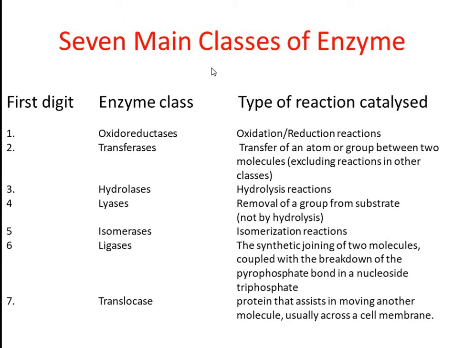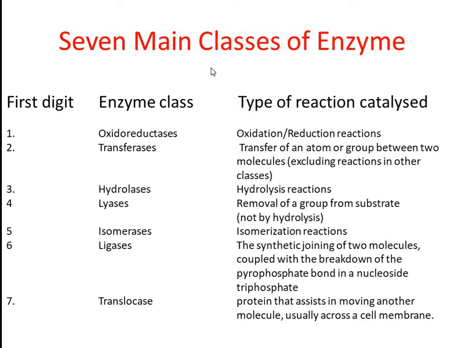Each of these classes is identified by the first digit. For example, if the first digit is 1, then it is an oxidoreductase, which catalyzes oxidation reduction reactions. If the first digit is 2, then it is a transferase, which catalyzes the transfer of an atom or group between two molecules. But these reactions exclude the transfer reactions in other classes.